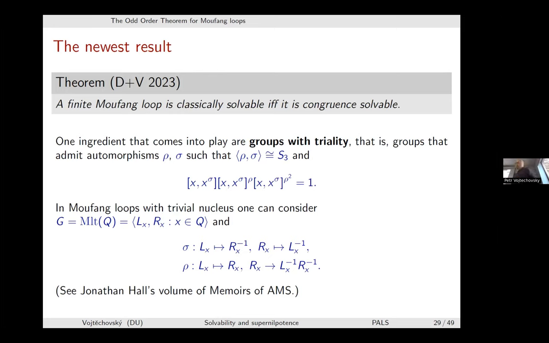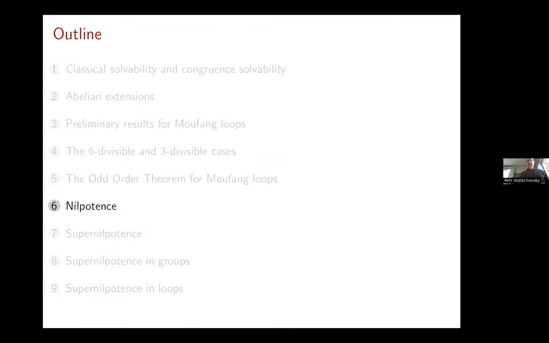If you are interested in this topic, which is fascinating and quite deep, then I recommend seeing a recent volume of the Memoirs of the AMS by Jonathan Hall. I think the title is something like Moufang loops and groups with triality are essentially the same thing. I think that's the name of the memoir. Okay. So there's lots of information on this particular topic.